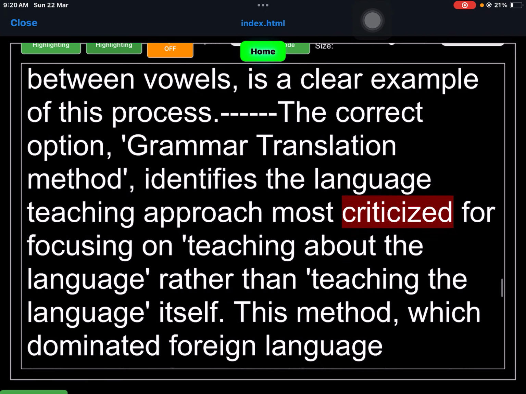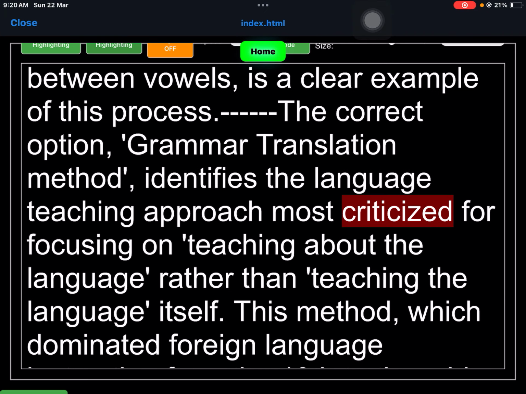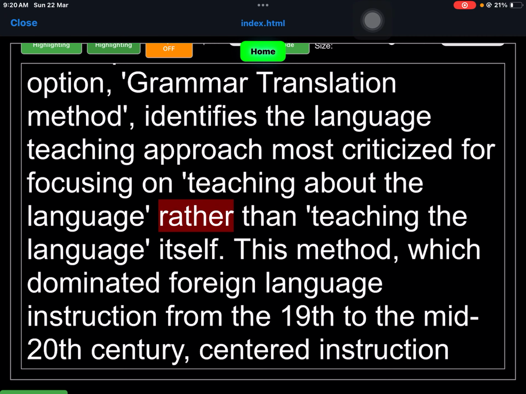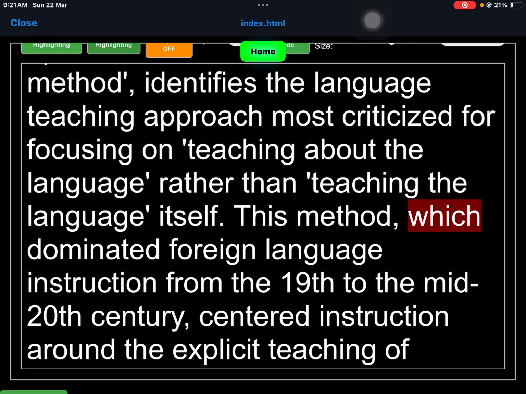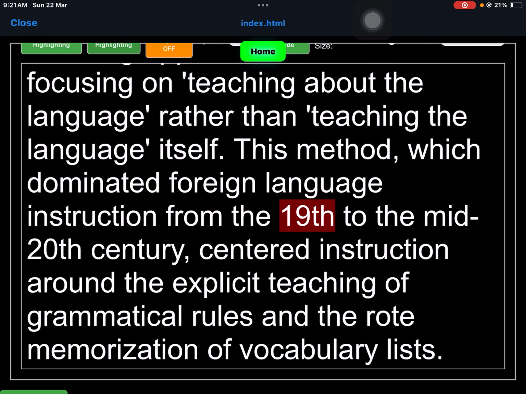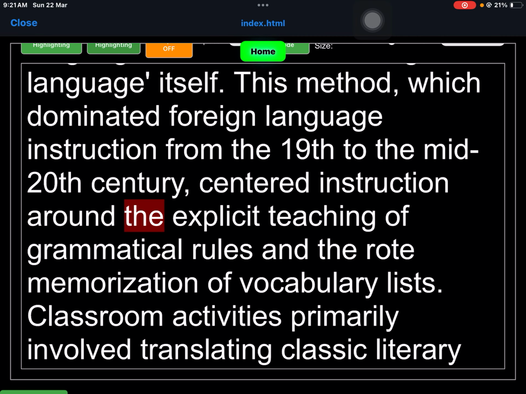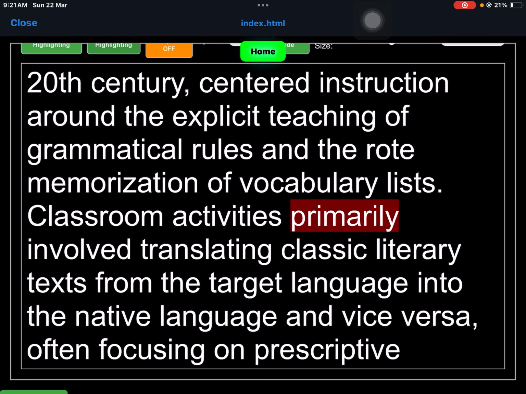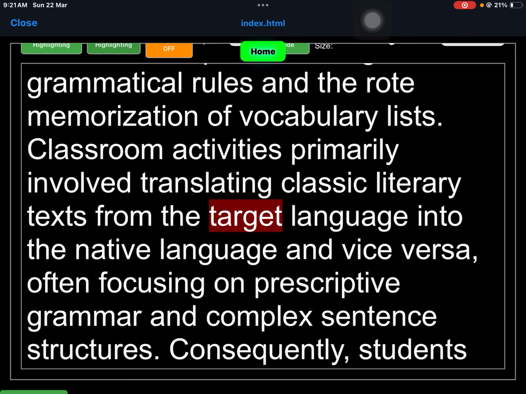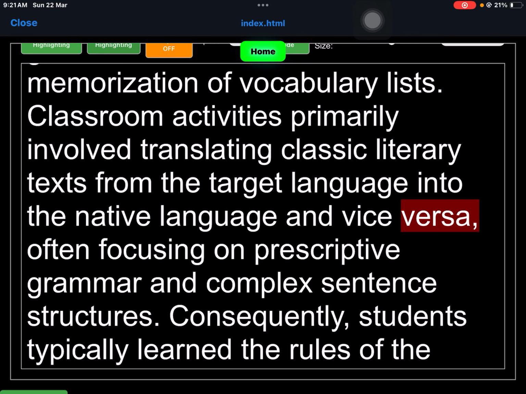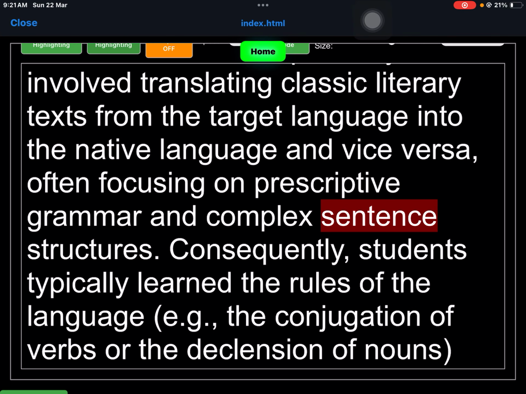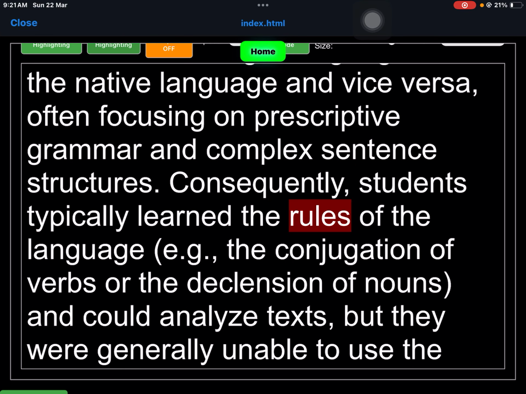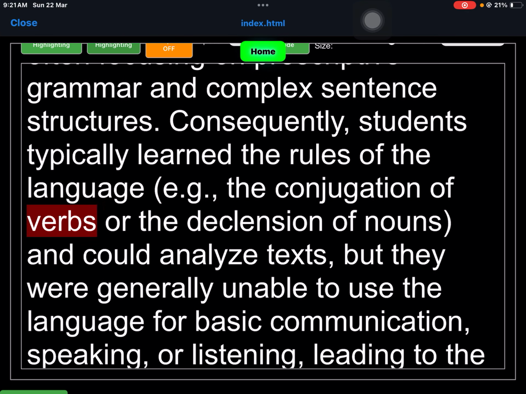The correct option, grammar translation method, identifies the language teaching approach most criticized for focusing on teaching about the language rather than teaching the language itself. This method dominated foreign language instruction from the 19th to the mid 20th century, centering instruction around the explicit teaching of grammatical rules and the rote memorization of vocabulary lists. Classroom activities primarily involved translating classic literary texts from the target language into the native language and vice versa, often focusing on prescriptive grammar and complex sentence structures.